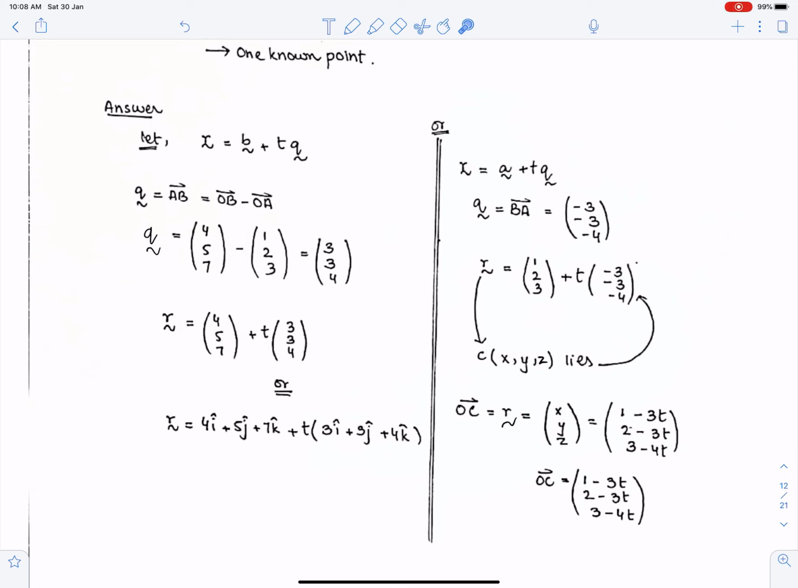This is very important. If any point lies on the line and it's unknown, then always replace r by that point, and always add these two column vectors to get the position vector in terms of the scalar multiple t, for example, in this case.